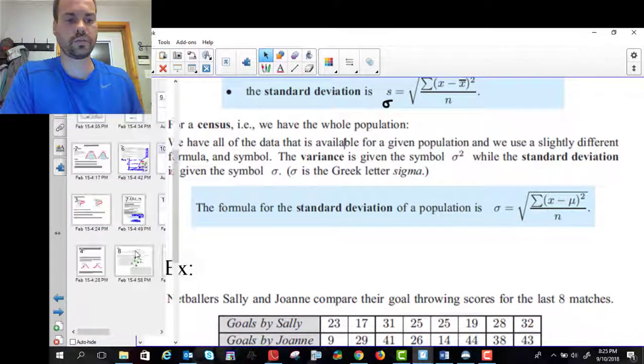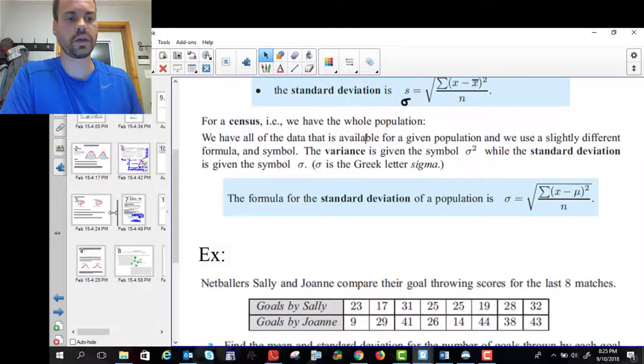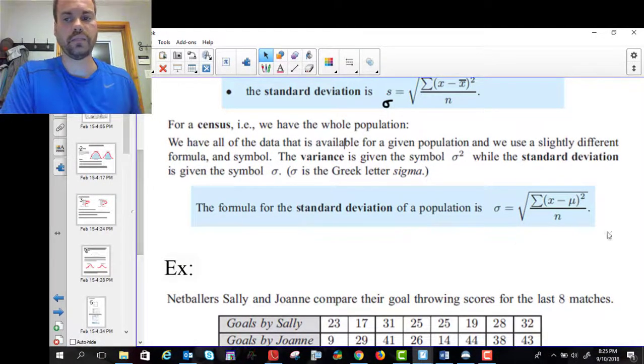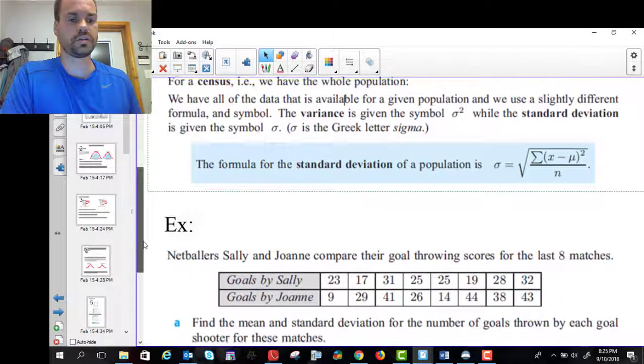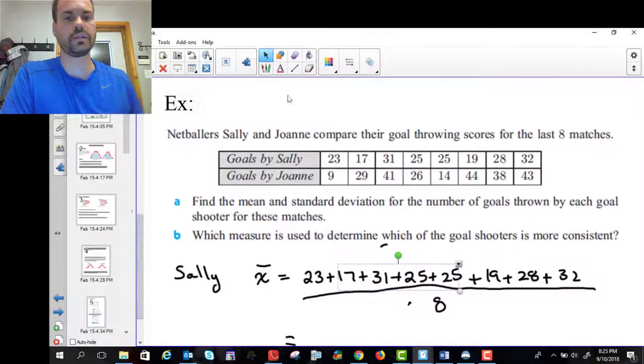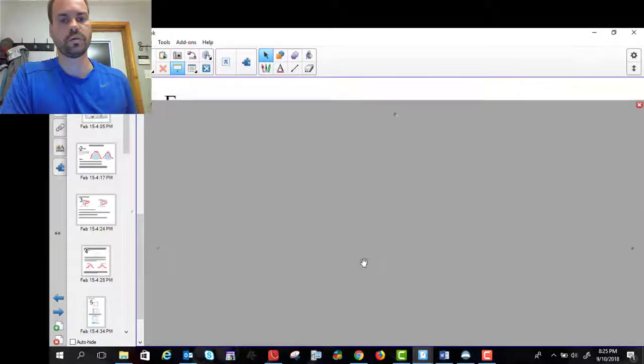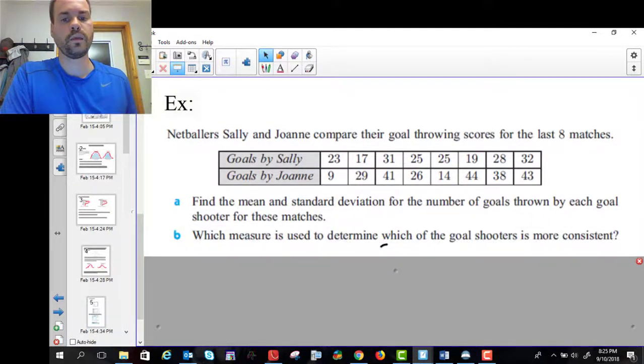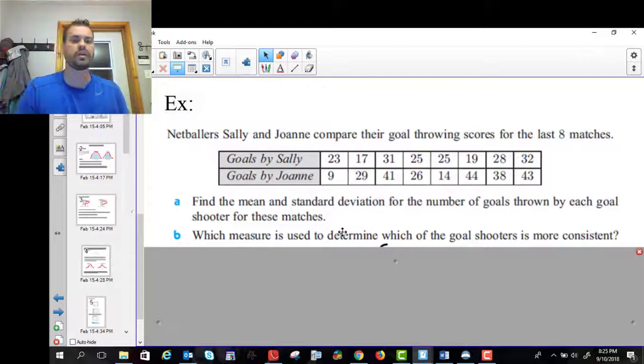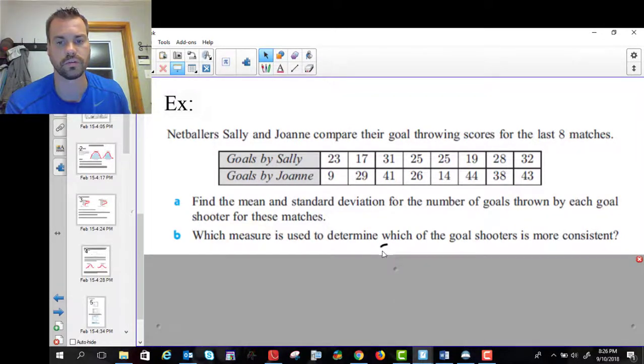When we look at this, the first thing I need is the mean in this formula. So here's an example, and I'm just going to show you how to set this up, and then we'll show you on the calculator how to actually do it, because it's probably easier on the calculator. We're going to take this example of Sally and Joanne, who are netballers. It's an Australian game, like basketball. It's somewhat interesting because it doesn't have a backboard, and you should look it up. You're already on YouTube, so go check it out.